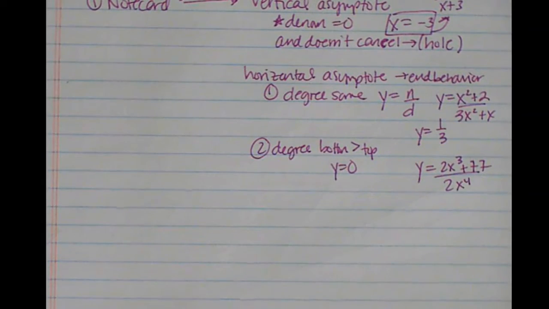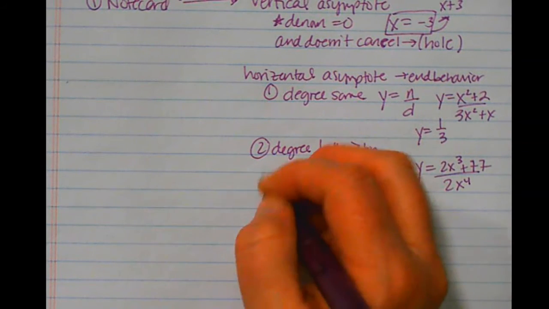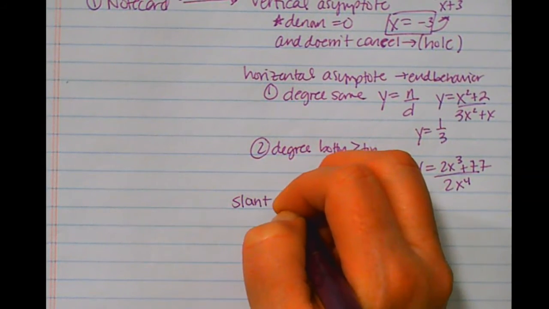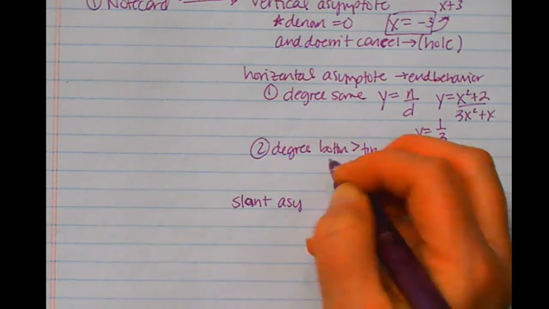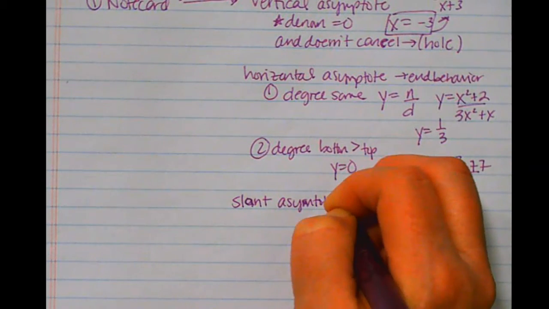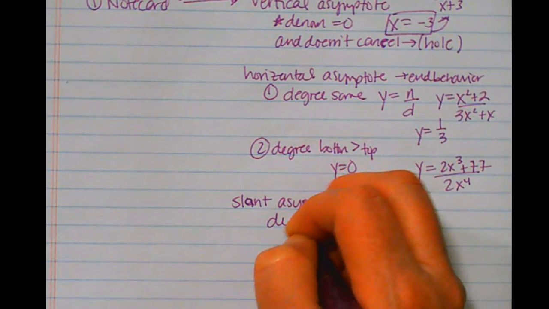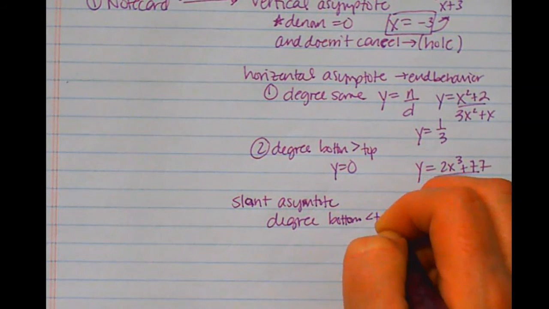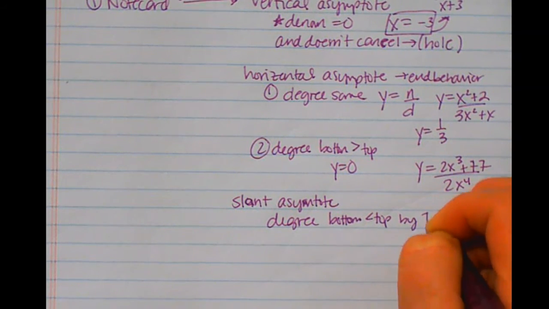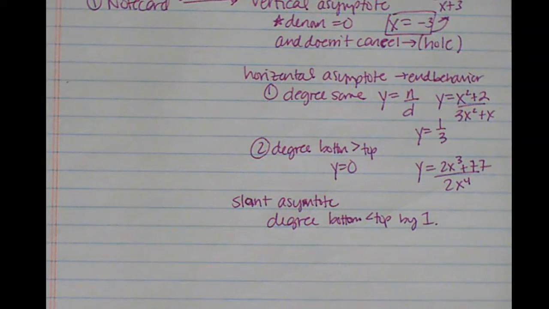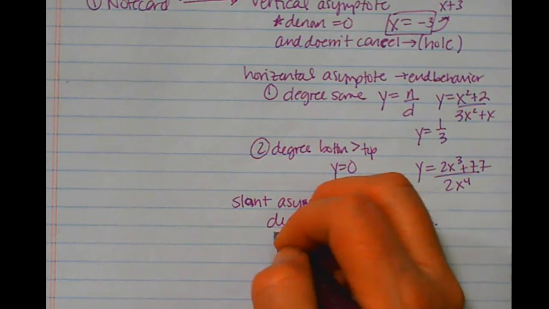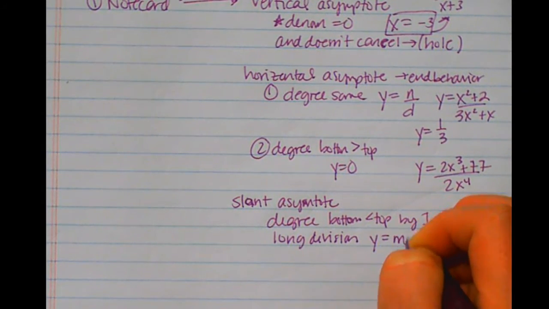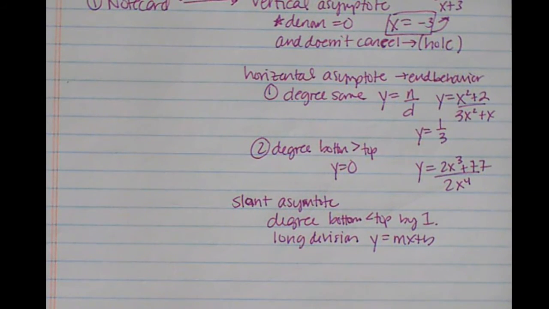And the third choice was, what if the bottom's not bigger than the top? So this is called a slant asymptote or oblique, but slant is shorter. So a slant asymptote is when the degree on the bottom is less than the top by 1. And that would be long division. Okay, so the note card should have all of that stuff.